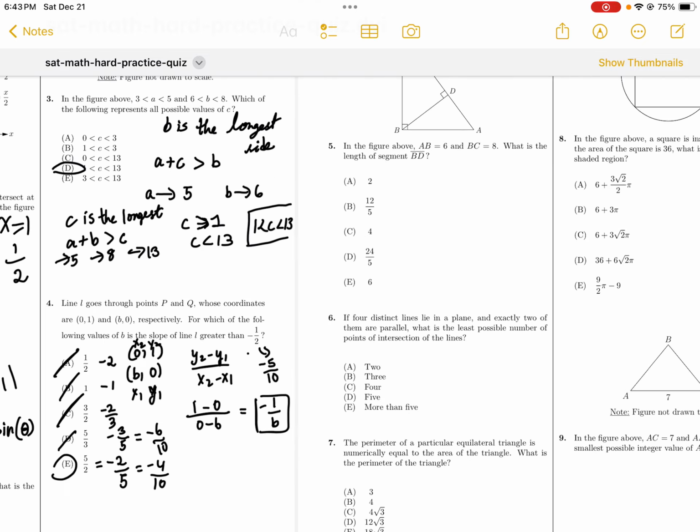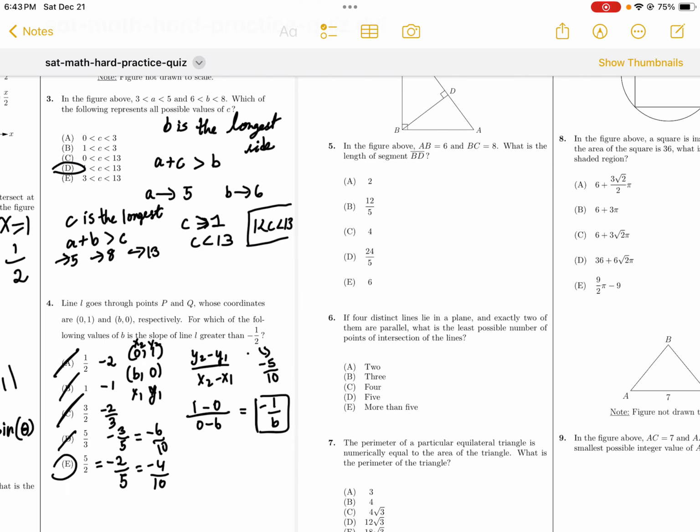And we know BD is perpendicular to AC. So we can calculate the area of the triangle using BD and AC. The area of the triangle is BD times AC. We know what AC is. It's just 10 divided by 2. And that's equal to the area of the triangle. Well, we know the area of the triangle is just 8 times 6 divided by 2. Right? We can calculate it another way. Right? So I'm just going to cancel out the 2's. And we get, let's see, I'm going to write it up here. BD times 10 is equal to 8 times 6, which is 48.